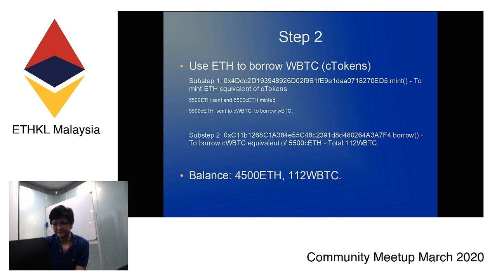So these are the functions. They sent in 5,500 ETH, got this amount of cETH, and converted it to WBTC, which is equivalent to 112 WBTC. So just keep this balance in mind. Right now he has 112 WBTC with 4,500 ETH.